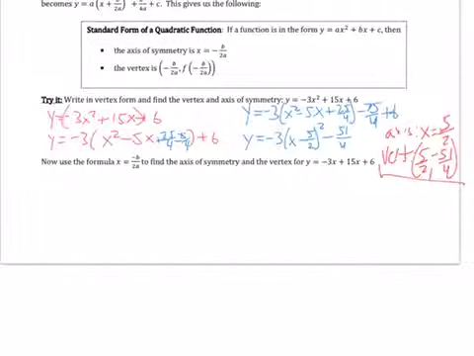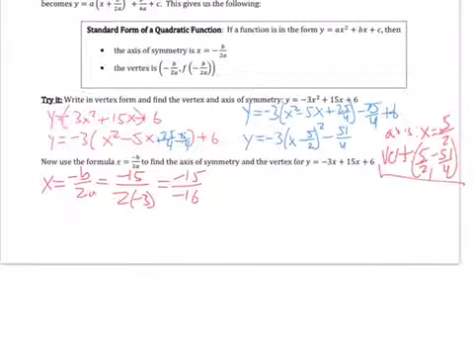Now, what if we use the formula negative b over 2a to find the axis of symmetry? Well, x equals negative b over 2a. The b in this case is 15. The a is negative 3. So this is negative 15 over negative 6, which we can simplify. Dividing by 3, we have 5 halves. So there's our axis of symmetry, x equals 5 halves.